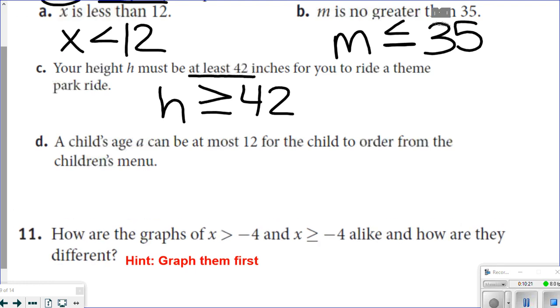Letter D. A child's age, A, can be at most 12 for the child to order from the children's menu. So I'm going to use an A for age, have the number 12. Let's think about this. I have a lot of cousins who are little, they're 8 and under. They can all order from the kids menu. Whereas if I try to order from the kids menu, sometimes I get questioned about it because they're like, you don't look under 12. So the age must be less than or equal to 12.